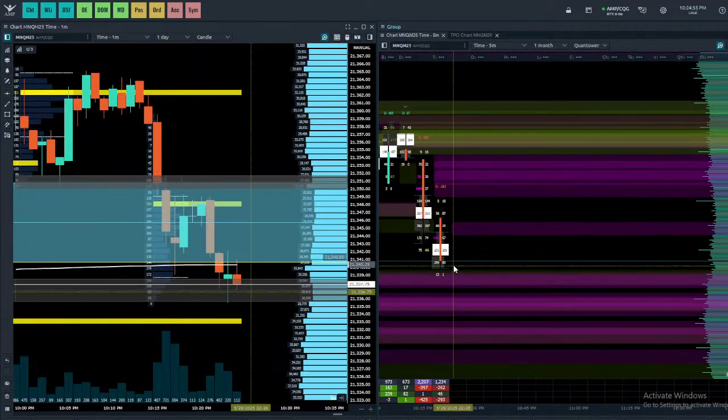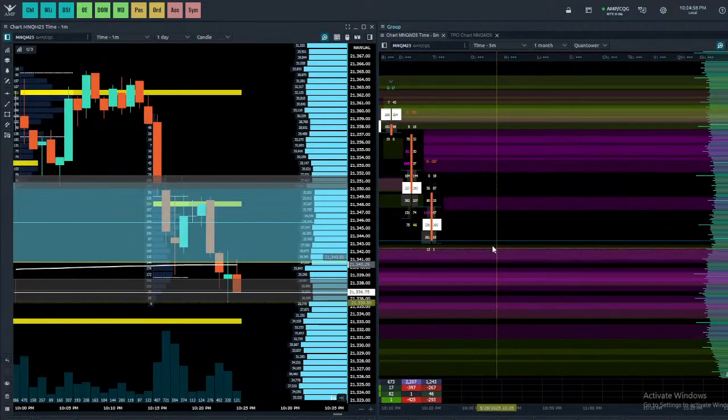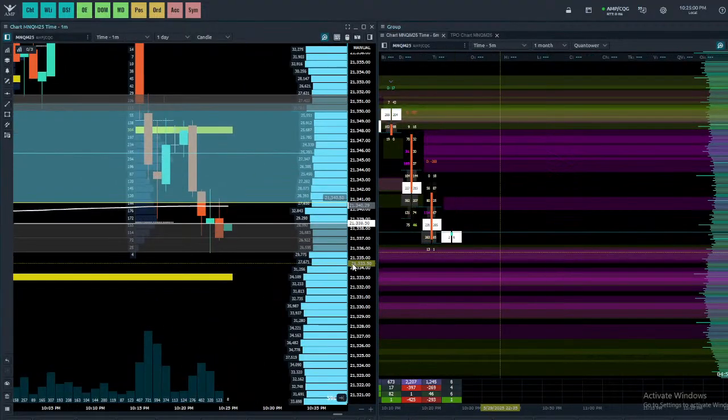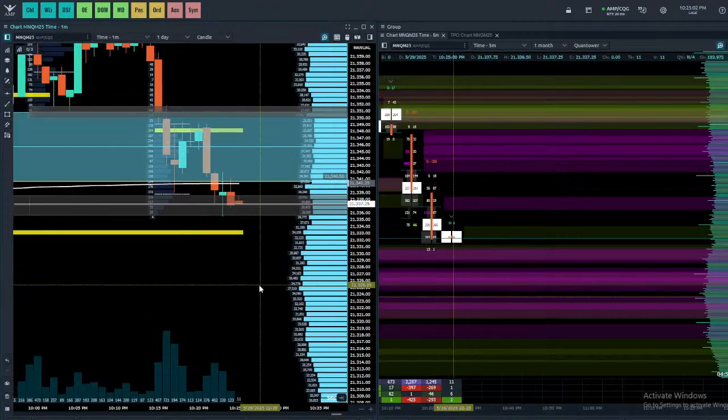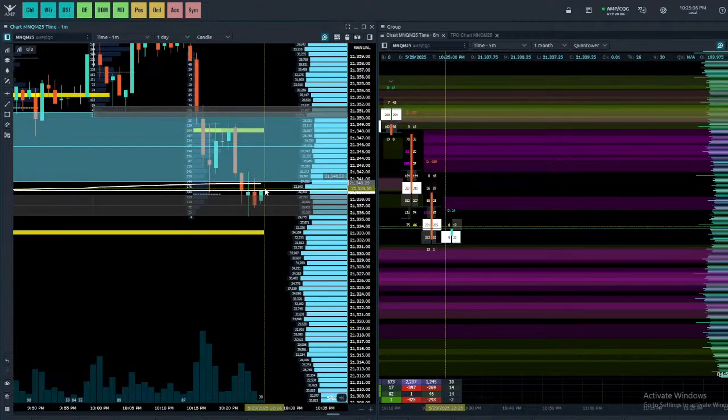That's just moving down. Way more sell orders right here. A lot of sell orders right here. Boom, move up, rejection off that VWAP.